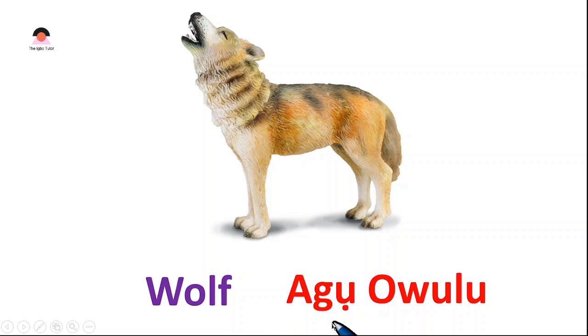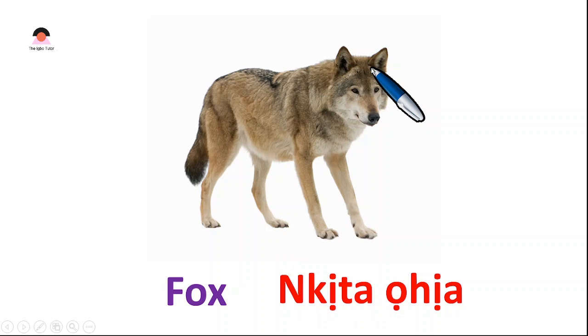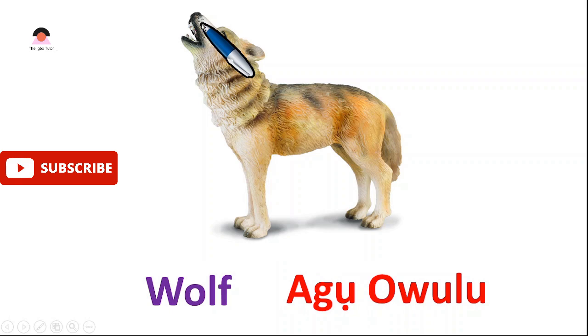This one is called wolf. Wolf is agu owuru. Agu is lion. Owuru is a silent time when nobody's around. So agu owuru is another type of dog or bush dog. What is the difference between this and that? For this fox, the head is a little bit rounded with a pointed mouth, while the wolf has a broader mouth. That's just the difference there.